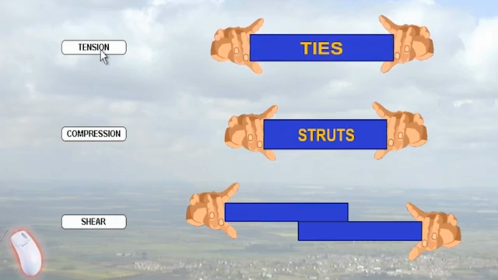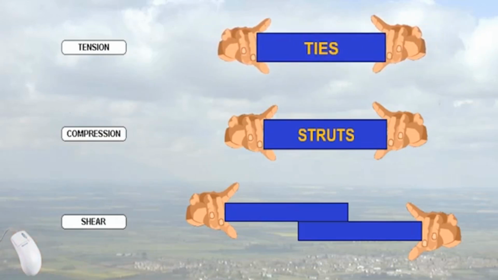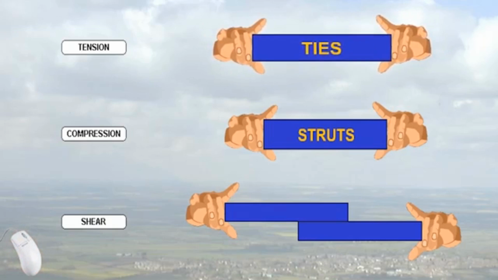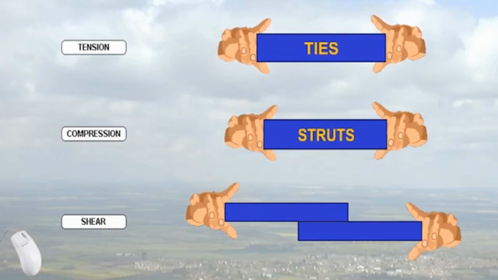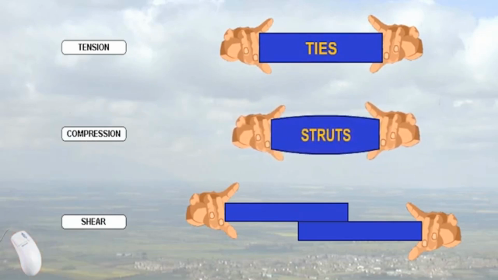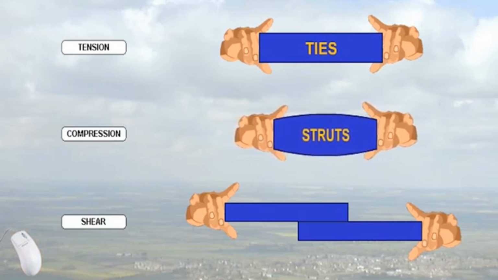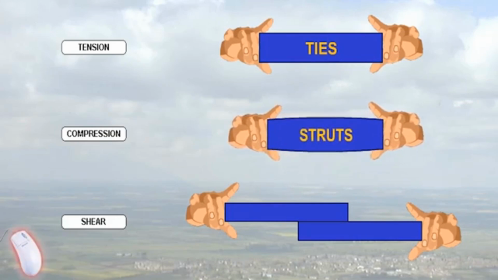A tension, or tensile load, is one which tends to stretch a structural member. Components designed to resist tensile loads are known as ties. Compressive loads are the opposite of tensile loads and tend to shorten structural members. Components designed to resist compressive loads are known as struts.